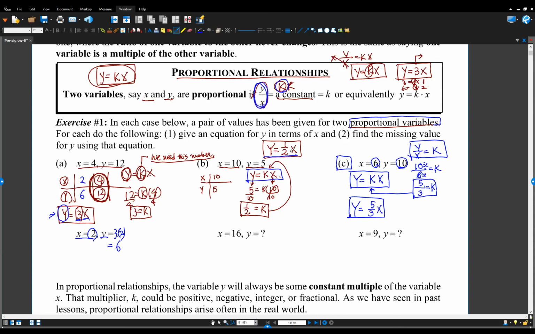This is the equation y equals half of x. I'm gonna write down over here y equals half of x. When x is 16, y is what? Half of that, 1 over 2 times 16 equals 8, isn't it? So when x equals 16, y must be equal to 8. Always the value of y is half of x. You can see that. 5 is half of 10, 8 is half of 16.